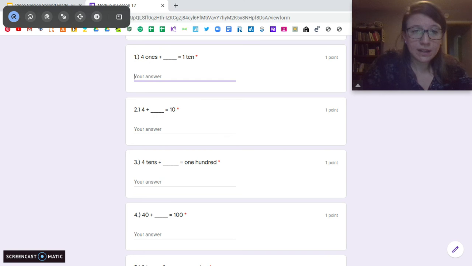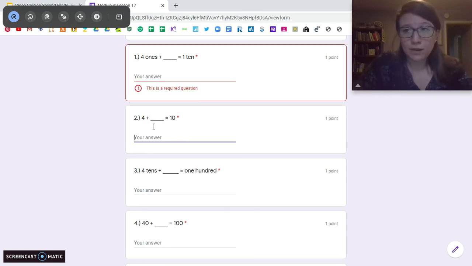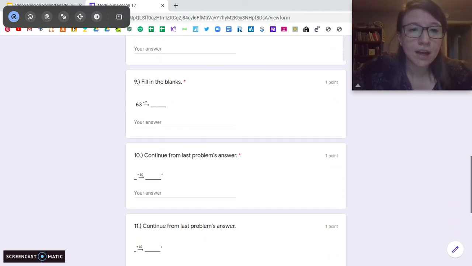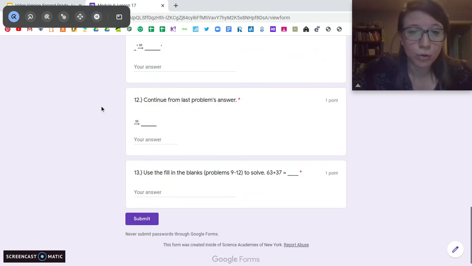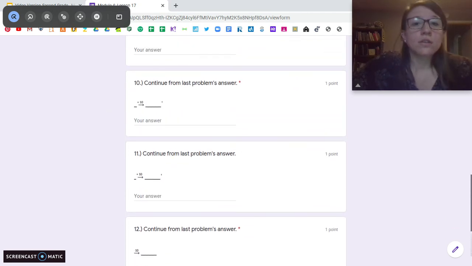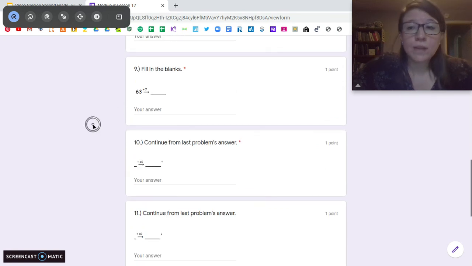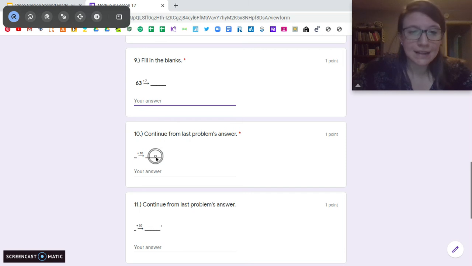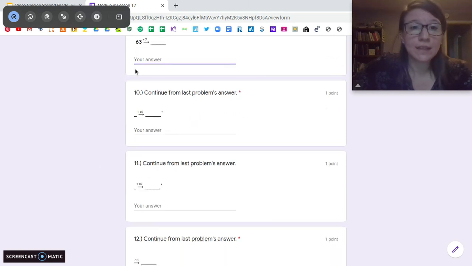Now this one down here is not telling us tens and ones, so you're just going to write the number in. Okay? So you got a couple problems like that, and then you're going to come down here to numbers 9 through 13. So you're going to do the arrow method with me. So for here, I'm showing you 63 plus 7, and you're going to type in your answer. Hint, it's getting you to the next 10.